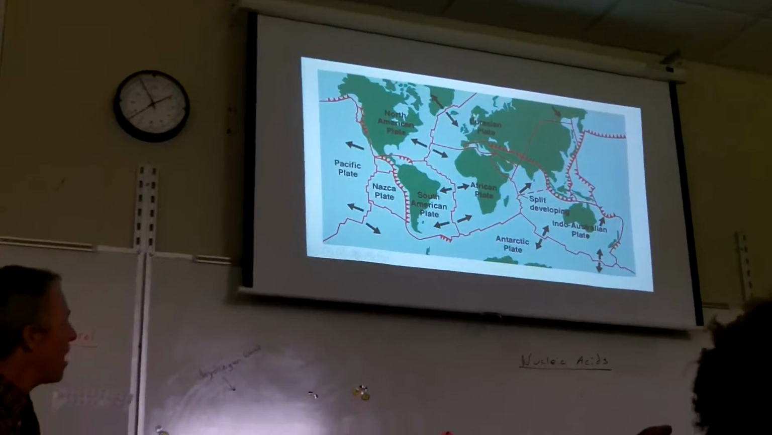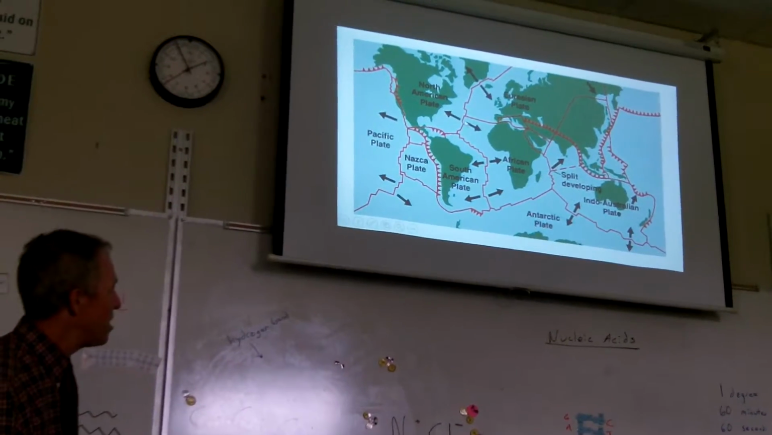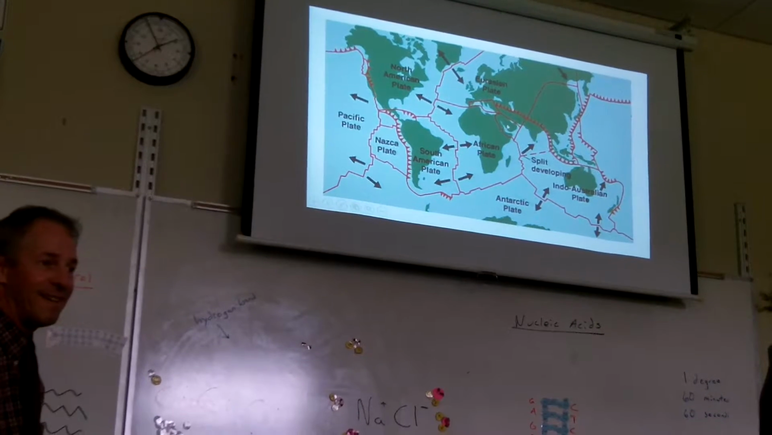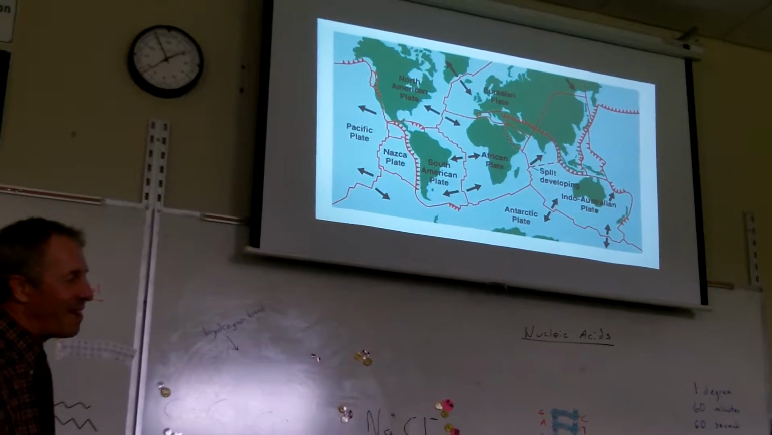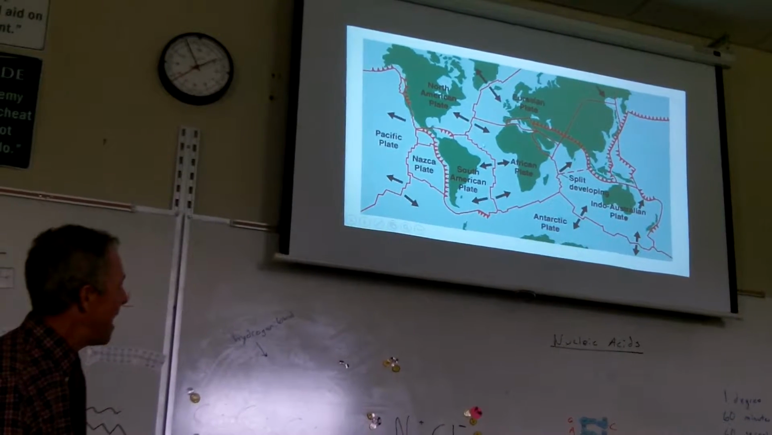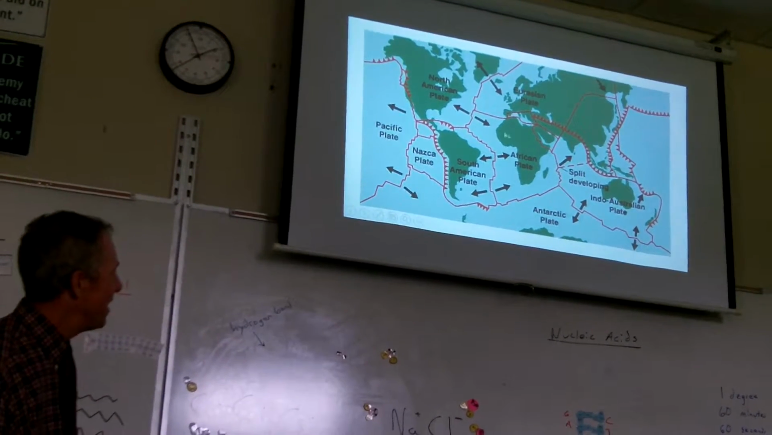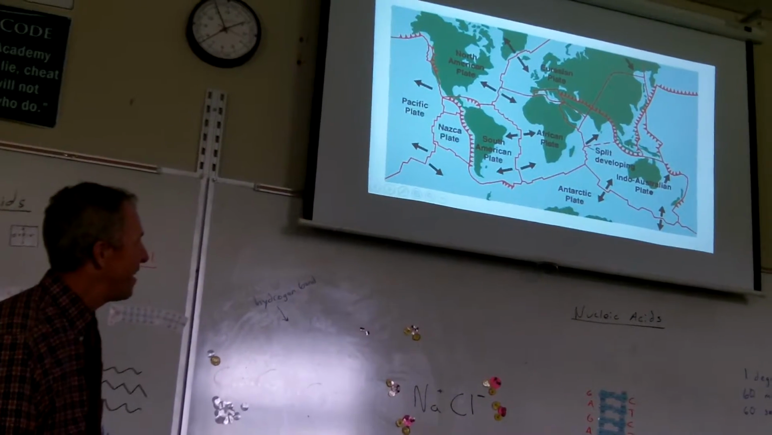And check it out, the Eurasian plate, that's moving the opposite way. And the African plate is moving that way. So, think about this for a minute. If this plate is moving this way, and the African plate is moving this way, what's happening in the middle there?